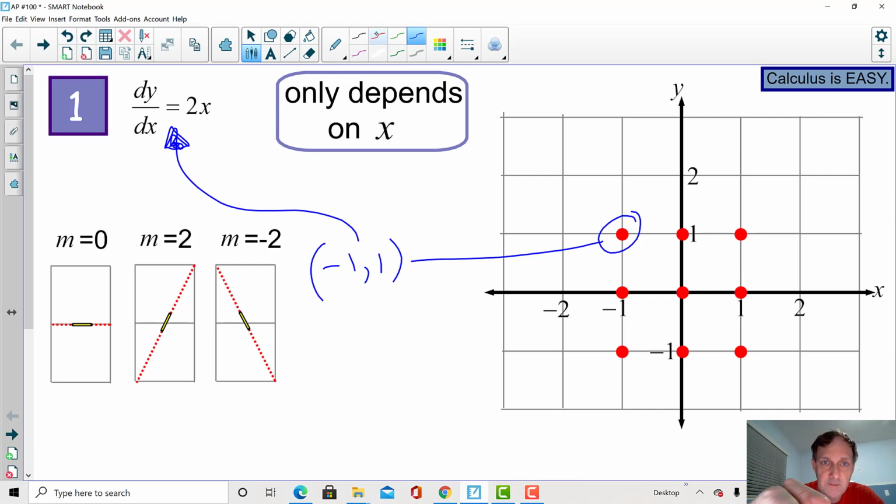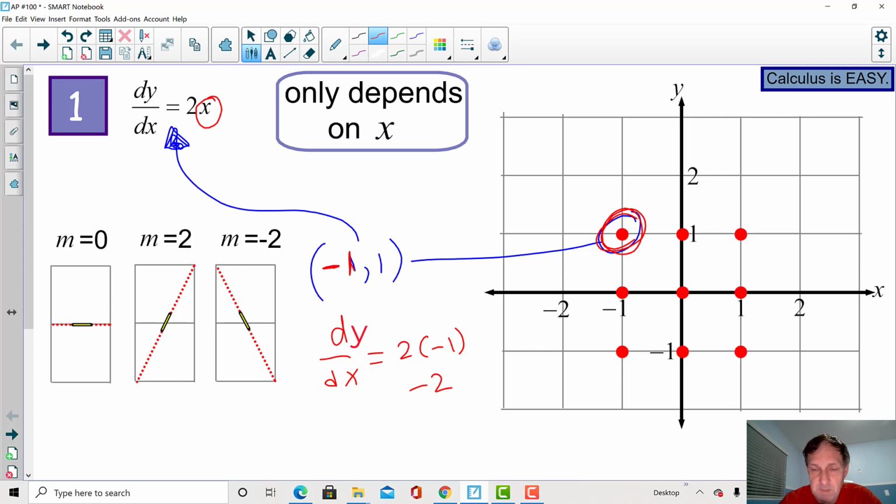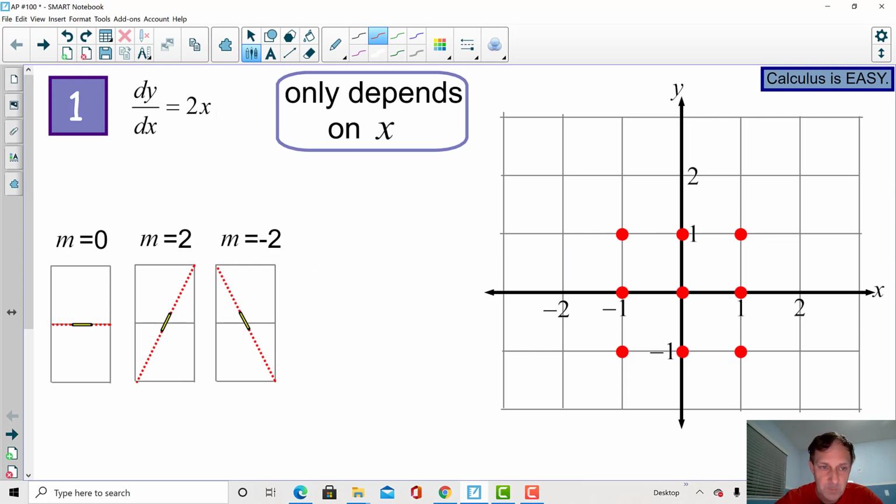In this case, our x is negative 1. So we're going to plug in a negative 1 right here. And that's going to give us 2 times negative 1. So that would be negative 2. So at that spot right here, the slope is going to be negative 2. Now what does it mean to have a slope that's negative 2? Well, it means that you would go down 2 and right 1.